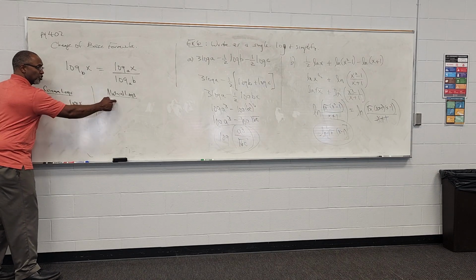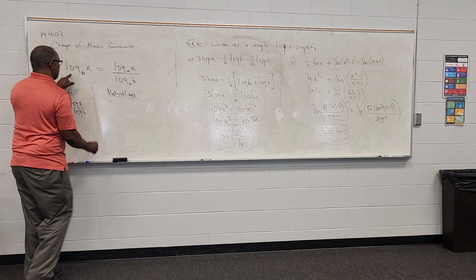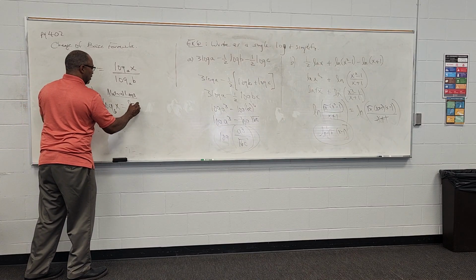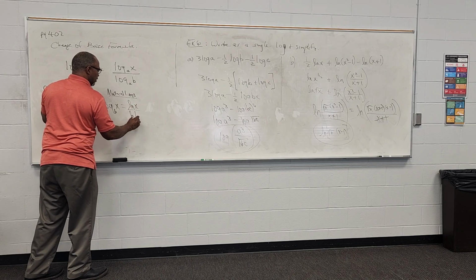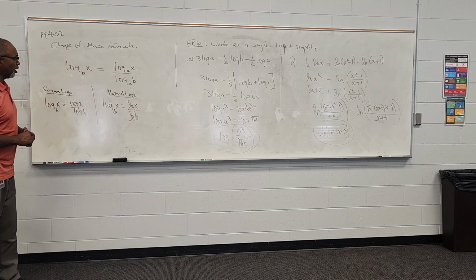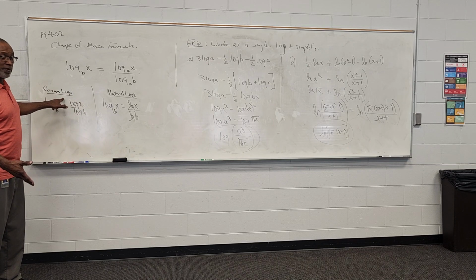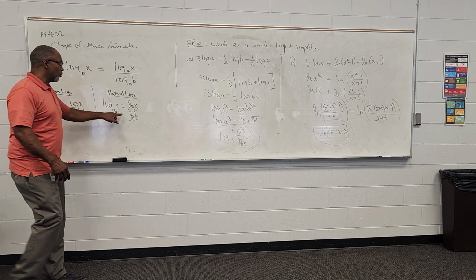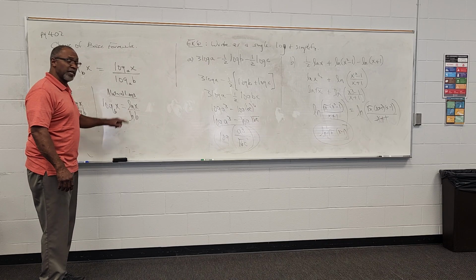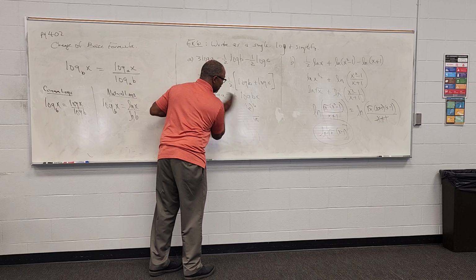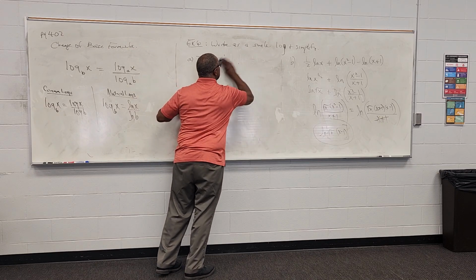That's what this rule, if you wanted to change to base 10, would be. This rule, if you wanted to change to base e, would say log to the base b of x is ln of x over ln of b. So all I'm doing is translating that rule into the rule to convert from any base into a common log, or the rule to convert from any base b into a natural log. Okay? Now let's see how it works.